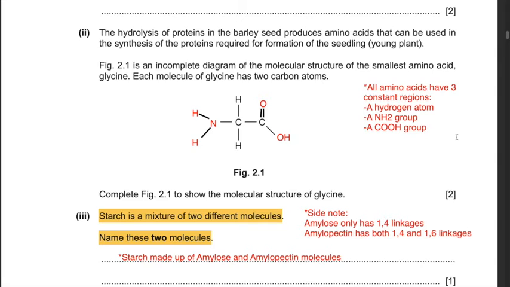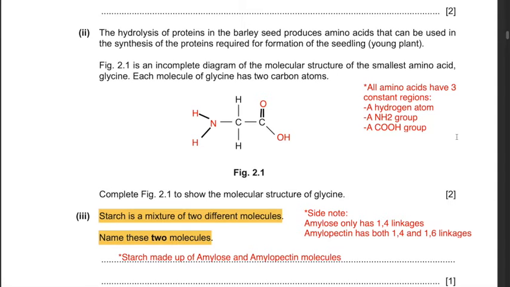Part B. The hydrolysis of proteins in the barley seed produces amino acids that can be used in the synthesis of the proteins required for formation of the seedling. Figure 2.1 is an incomplete diagram of the molecular structure of the smallest amino acid, glycine. Each molecule of glycine has 2 carbon atoms. Complete figure 2.1 to show the molecular structure of glycine. Key thing you should remember is that all amino acids, no matter what the name of the amino acid is, all amino acids have 3 constant regions: a hydrogen atom, a NH2 group and a COOH group or a carboxyl group. Therefore, in this incomplete diagram, NH2 is missing and COOH is missing.